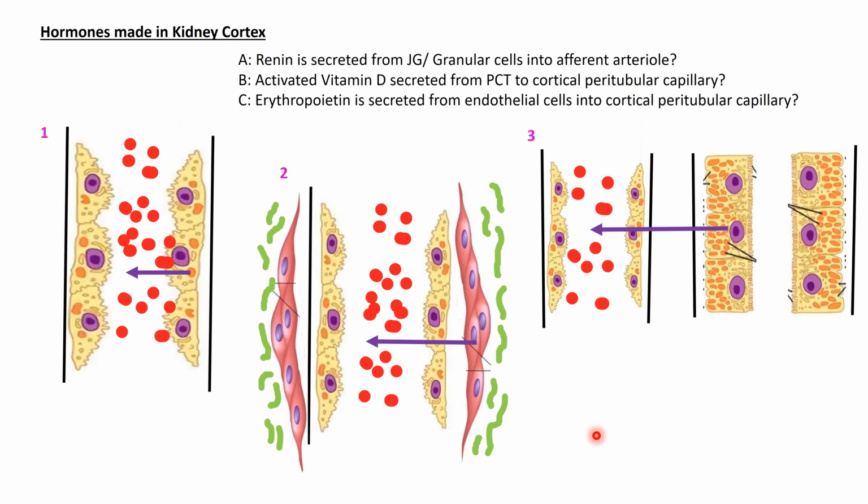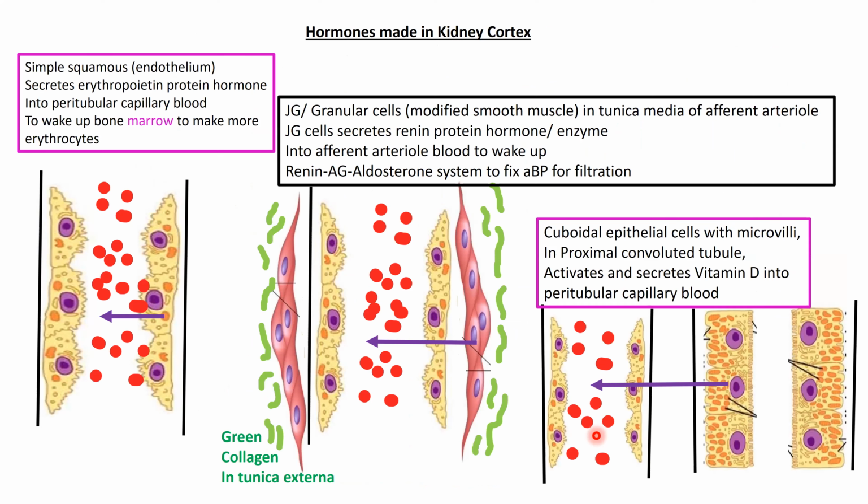Okay, so on the last image, I summarized for you guys the 3 hormones that are made in the kidney cortex. And probably the best would be just looking at the last image where it totally explains to you that this is the simple squamous epithelium or endothelium, blood inside. So this is a capillary. And this endothelial cell is secreting erythropoietin hormone, protein hormone, into the blood of the peritubular capillary. And you remember this hormone is going to wake up the bone marrow to make more erythrocytes.